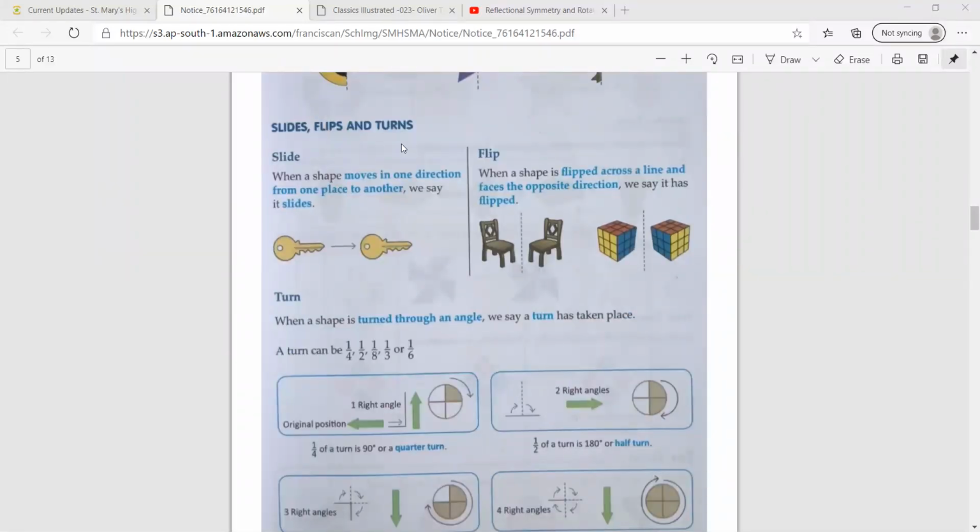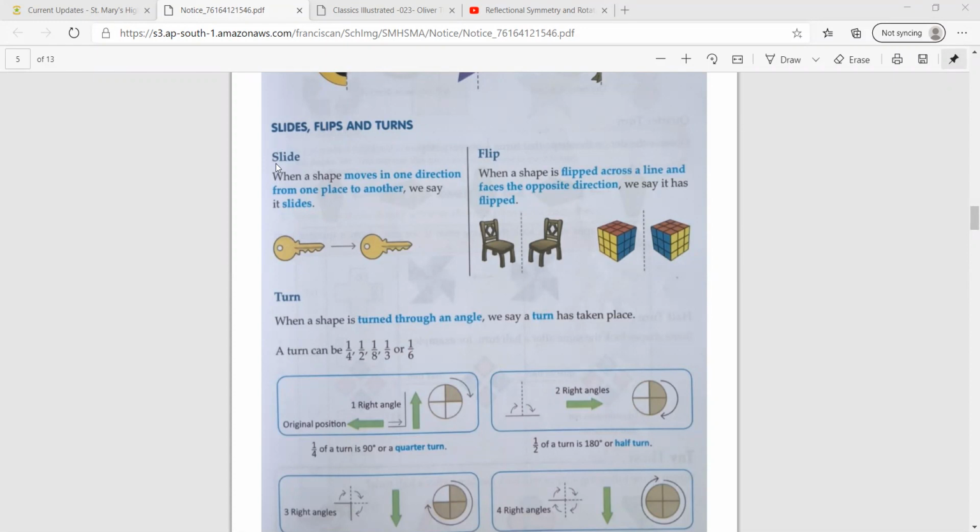Slides, flips, and turns. Let us see what these terms are. Slide. So you must be familiar with the word slide. We have a sliding board in the school. So you start from the top and you slide down. So that is a sliding board. Okay. So what is the slide? When a shape moves in one direction from one place to another, we say it slides. So here they have given a picture of this key, which has been pushed a little ahead. So this key has moved in one particular direction and reached here. So that is called sliding.